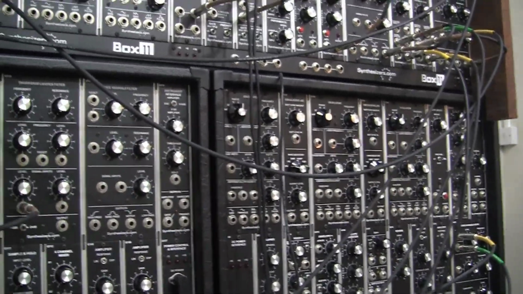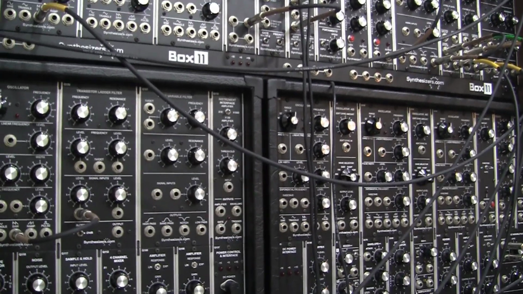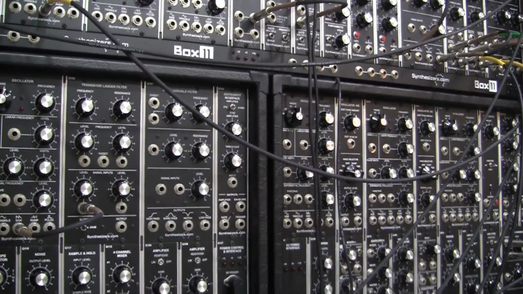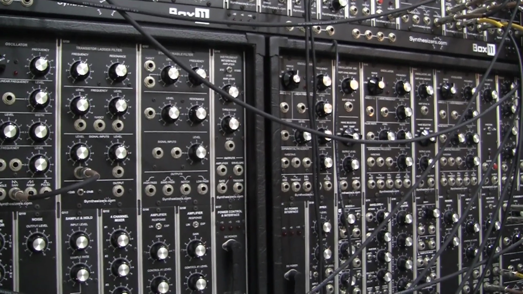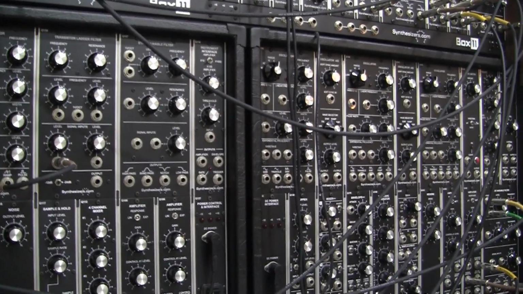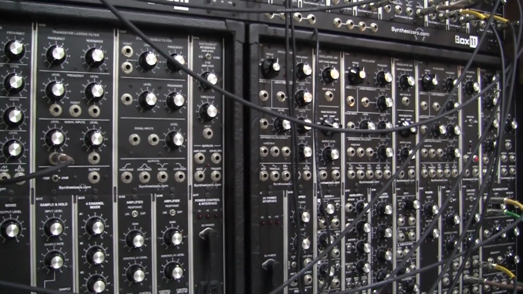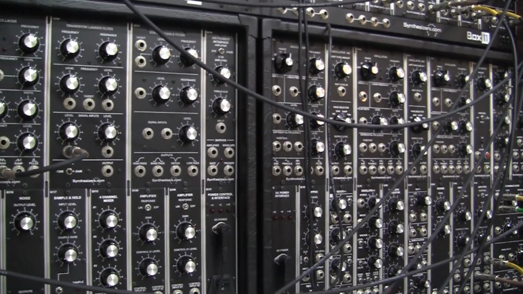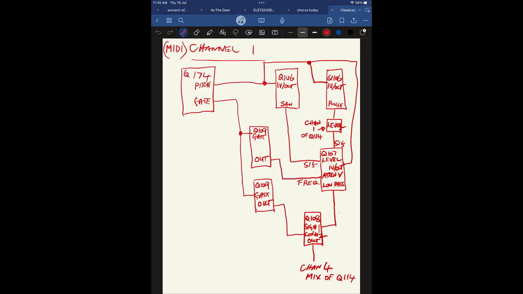So we have multiple basic synth voices, and we have just organized the position of our oscillators, filters, amplifiers and envelope generators in such a way that we can readily accommodate the patching for these voices. This is channel 1 MIDI, and as you can see, for channel 1 we're using 2 oscillators mixed together. The mixing is occurring in the filter, the Q107 filter.